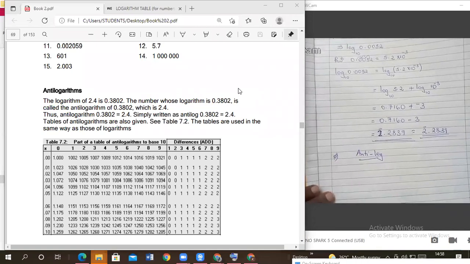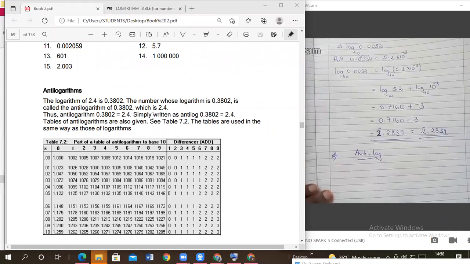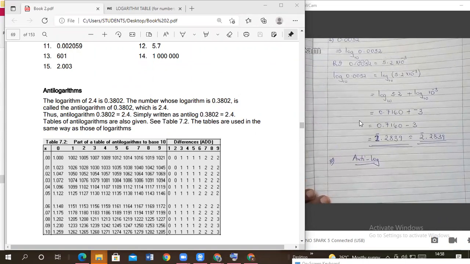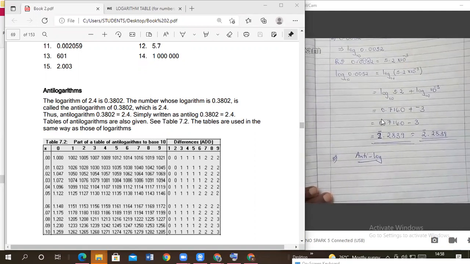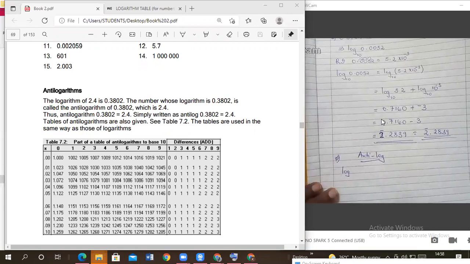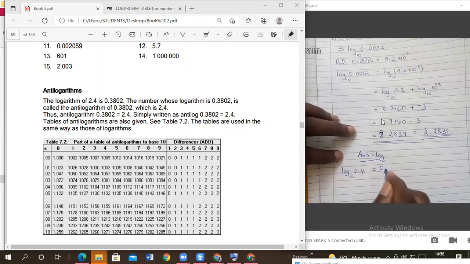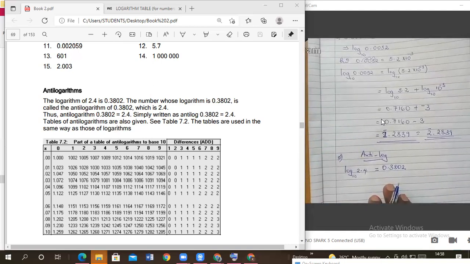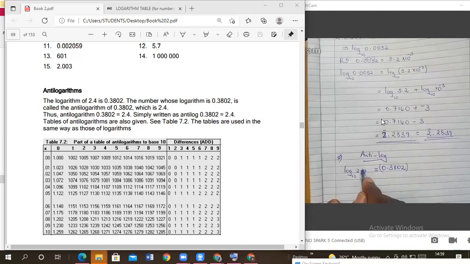Anti-log. If you remember, take for example, I have log to base 10 of 2.4. What is the log of that? Log of 2.4 is 0.3802. Okay? Yes. So now this is the log, but if I want to get this number back, that process is what we call the anti-log.